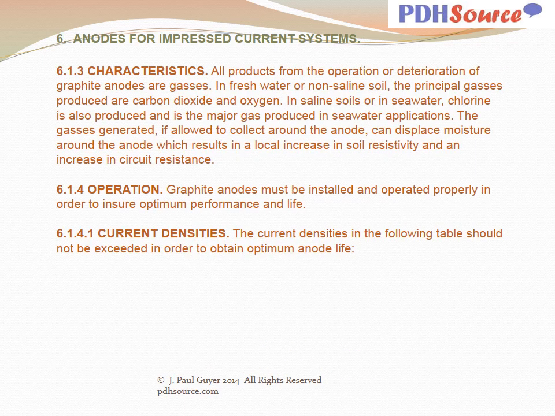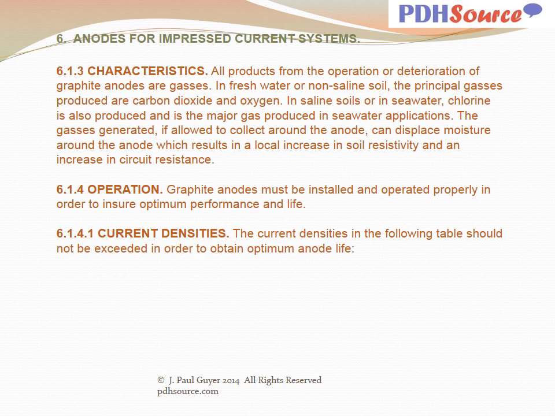All products from the operation or deterioration of graphite anodes are gases. In freshwater or non-saline soil, the principal gases produced are carbon dioxide and oxygen. In saline soils or in seawater, chlorine is also produced and is the major gas produced in seawater applications. The gases generated, if allowed to collect around the anode, can displace moisture around the anode, which results in a local increase in soil resistivity and an increase in circuit resistance.